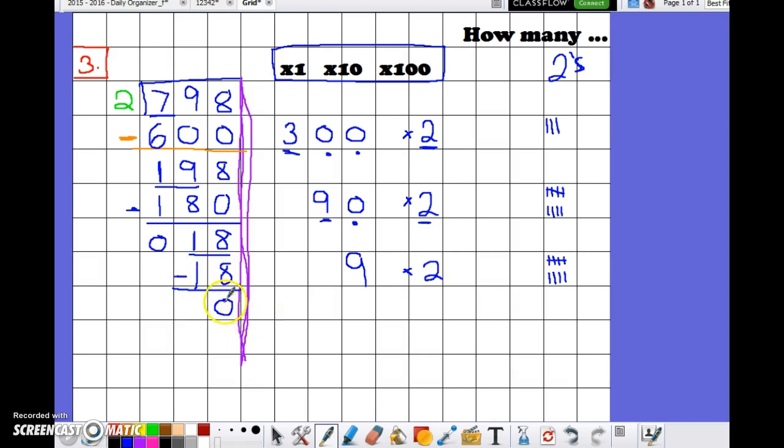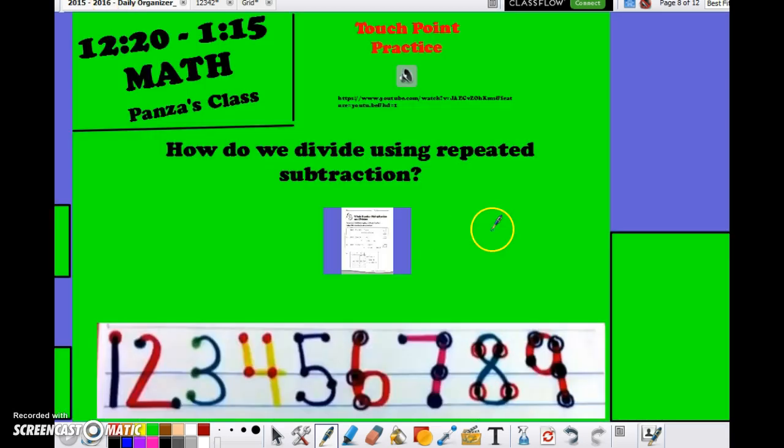As long as you end up with 0, or a number that is lower than your divisor, then you're done, for the most part. We've multiplied and we've subtracted. We've used repeated subtraction to divide.